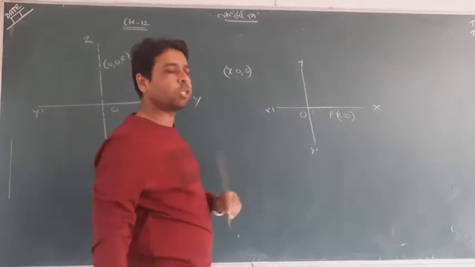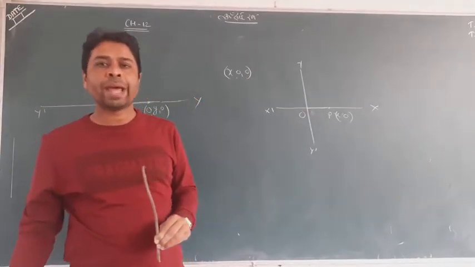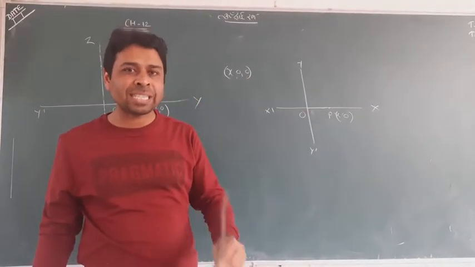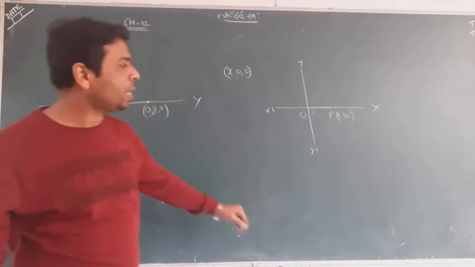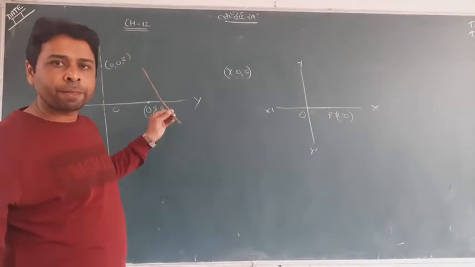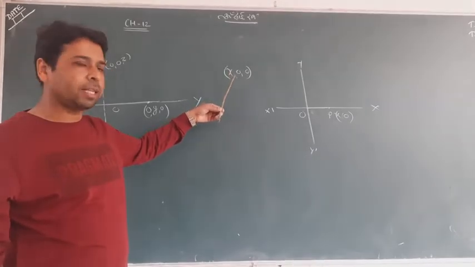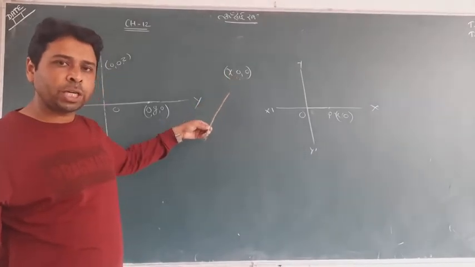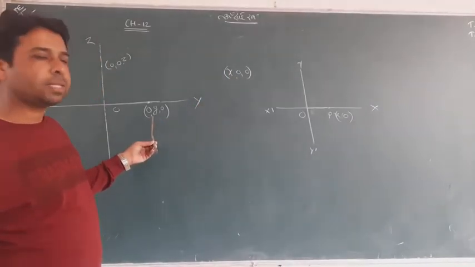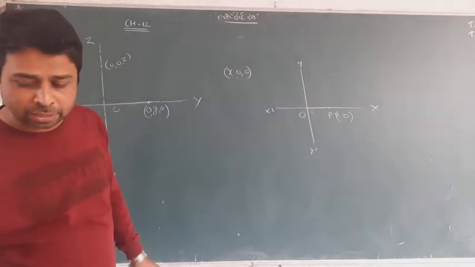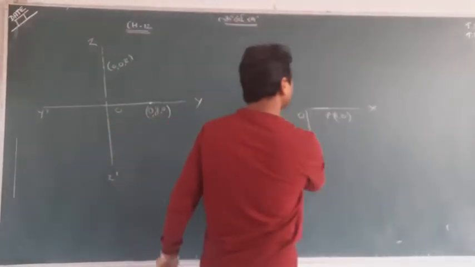So remember that this is a simple thing I am telling you. Any point that lies on any axis can simply have this kind of coordinate. If it is lying on the x-axis, this kind of coordinate will be there. If a point lies on a y-axis, if a point lies on a z-axis. Okay, now this is on the axis.